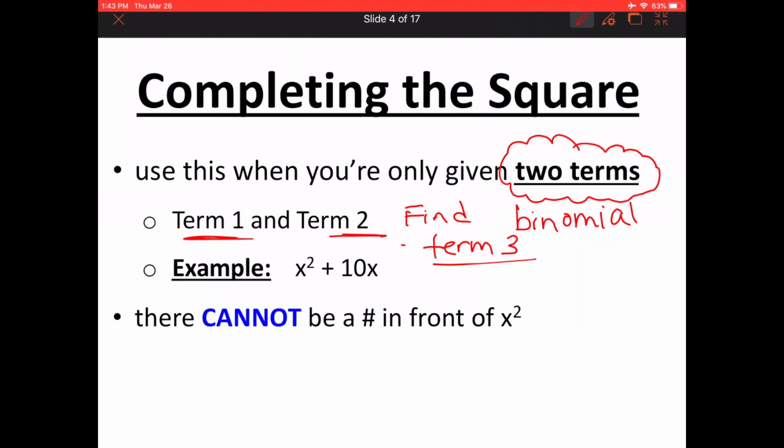All right, so look at this example. They are giving you term 1 in x squared, term 2 in 10x, and you want to find out what that third term is going to be. Notice for perfect square trinomials, there cannot be a number in front of x squared. So that x squared is not allowed to have a coefficient. Okay, of course there's an invisible 1 there, but no other coefficient is allowed.